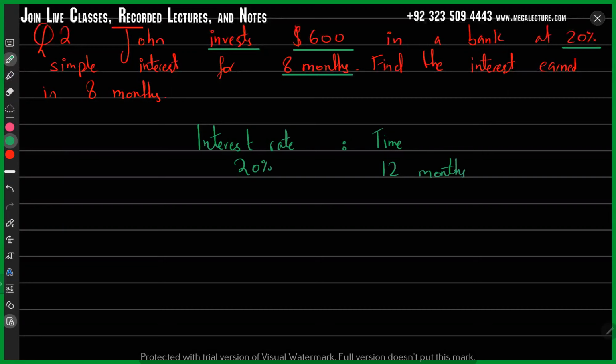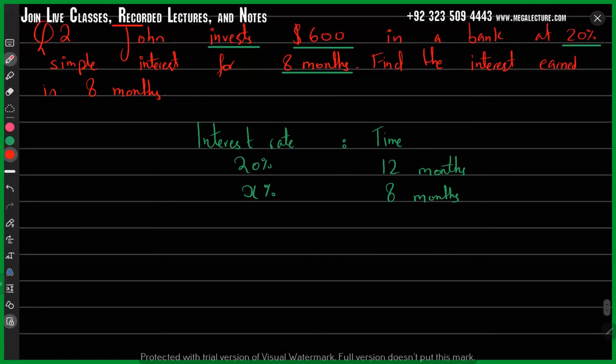First of all, I need to find out the interest rate for 8 months. I know the other time duration, that there's 8 months, but I'm not sure about this thing. So I need to cross multiply. This is how we play with ratios. We have done that already. And this is going to be 20% multiplied by 8 equals X% multiplied by 12. X% is basically going to be my interest rate.